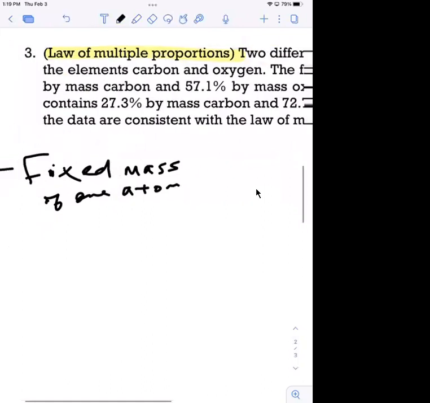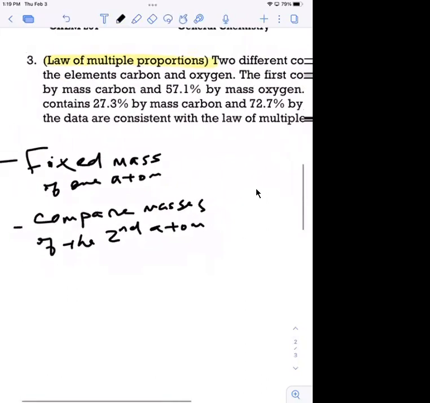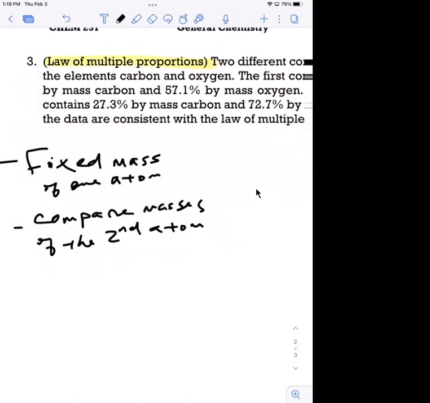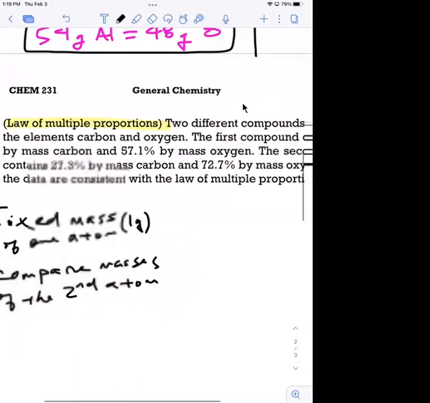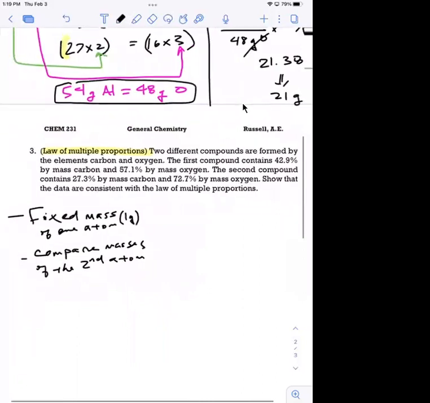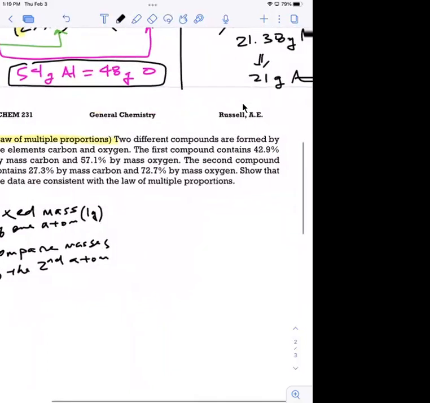And then after that, you're going to compare. This is the second part of the strategy. You're going to compare the masses of the second atom. So you get a fixed mass of 1. Whenever we say that, we just say that it's 1 gram. We're going to reduce one of them to 1 gram, and then we're going to compare the masses to see if they give us a small whole number ratio. All right. So let's read the question. Somebody read the question.